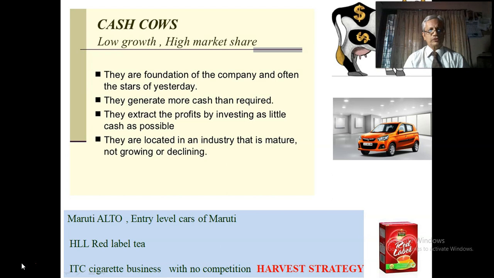Maruti Alto, or the entry level cars of Maruti, are very typical products under this category. Similarly, Hindustan Lever's Red Label tea as well as ITC's cigarette business, with absolutely no competition. Normally the strategy followed under this category is called the harvest strategy.